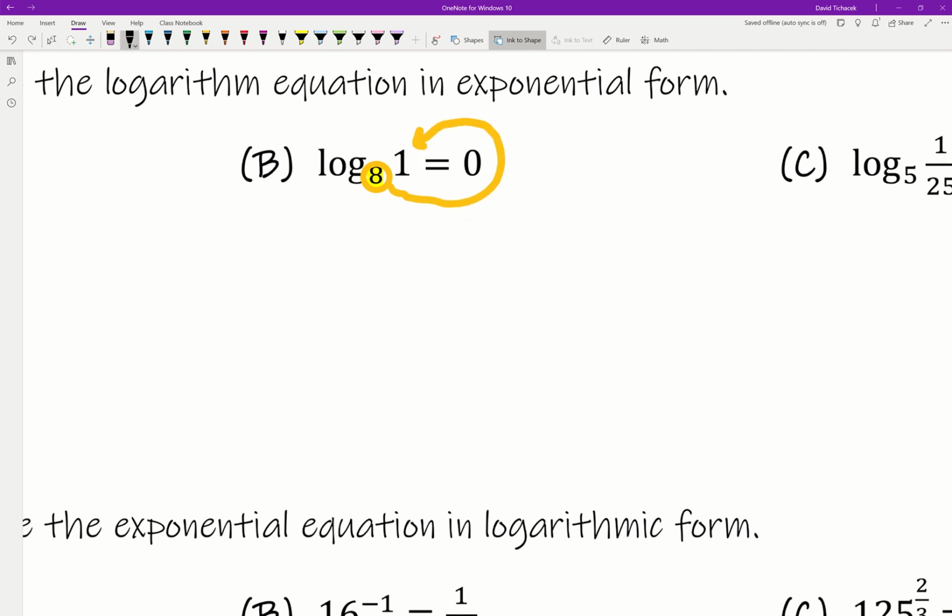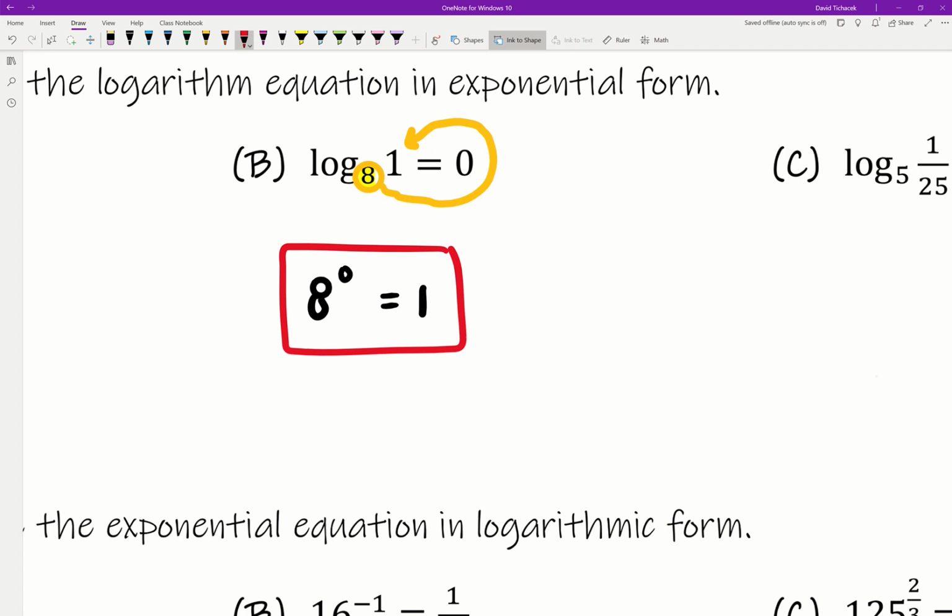All right, and so writing it in its exponential form, we could say that 8 to the power of 0 is equal to 1, in which case we could just see that this is translated into a statement that is a little bit more reminiscent of the zero exponent property that we saw back in chapter P of this year.